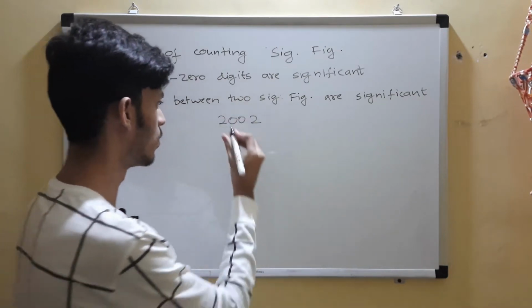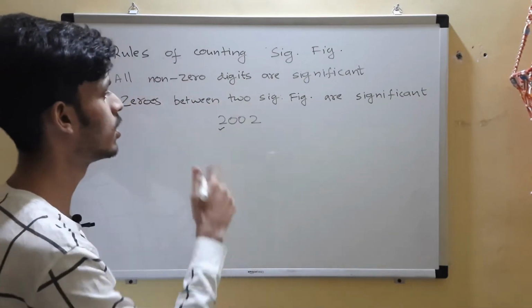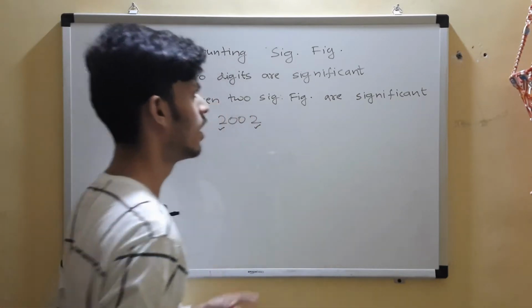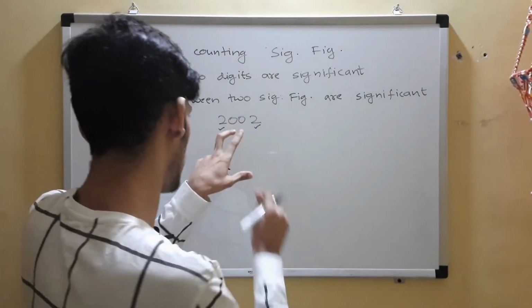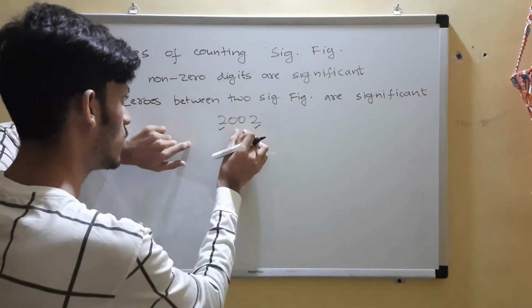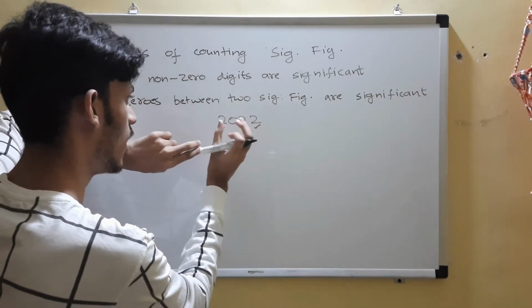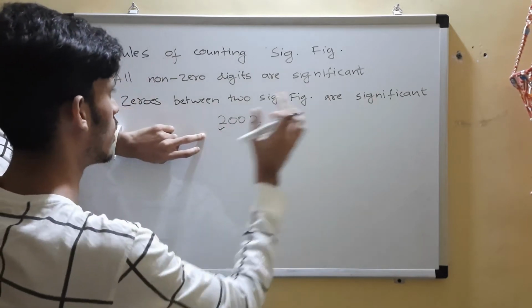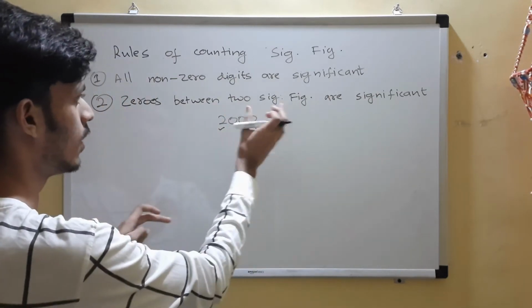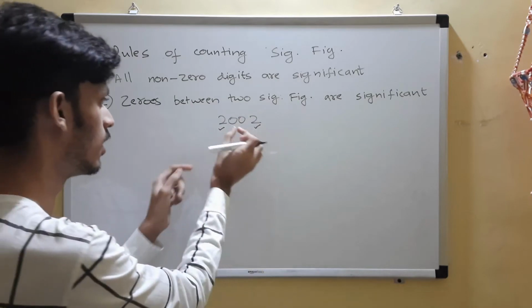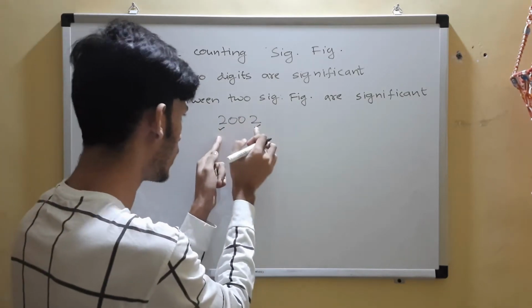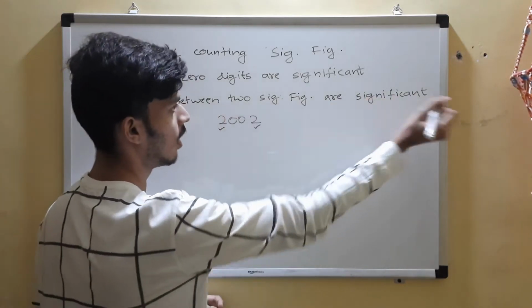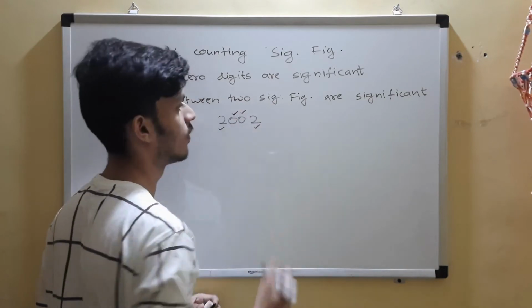So 2 is significant, it's a non-zero. This 2 is also significant, it's a non-zero as well. See these two zeros. These two zeros are squeezed in between the 2s, which are significant. So these two zeros are between two significant figures, so they are significant.